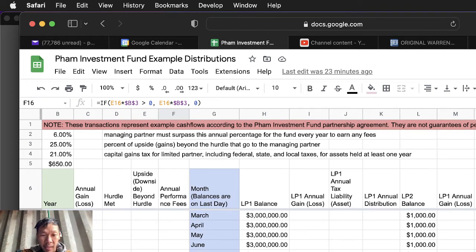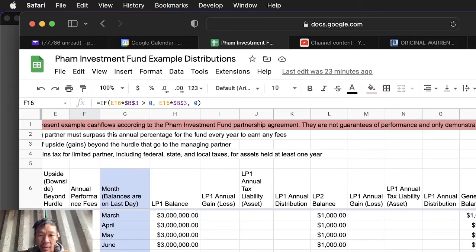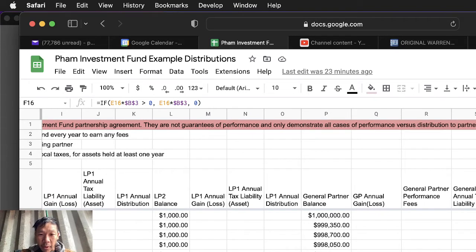So TBD. LP1 has this balance, which has an annual gain of $125 with a corresponding tax liability, and they receive corresponding distribution. And then the general partner also experiences a gain on his balance here. He also has a tax liability, which is withdrawn here in addition to his monthly salary. And then you can see the assets under management grows accordingly over here.